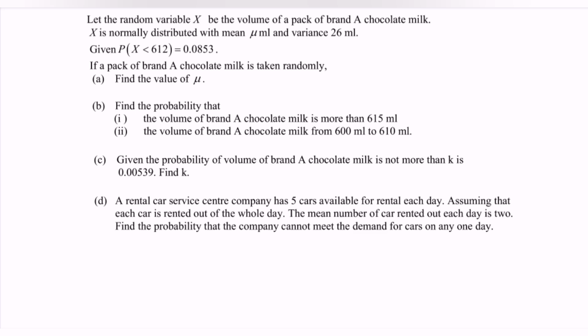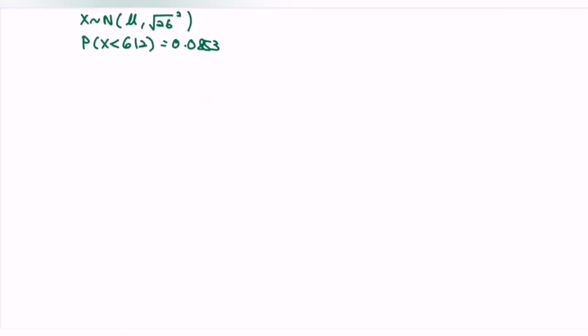Based on the situation, X is normally distributed with the mean mu and the variance written as the standard deviation squared, where we have square root of 26 squared. Given the question, the probability that X is less than 612 equals 0.0853. So find the value of mu. First, we have to standardize the situation. So the probability that Z is less than 612 minus mu over square root of 26 equals 0.0853.